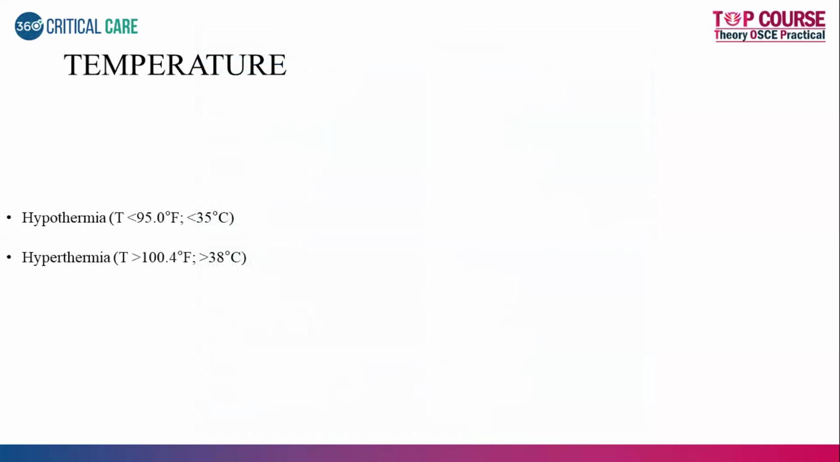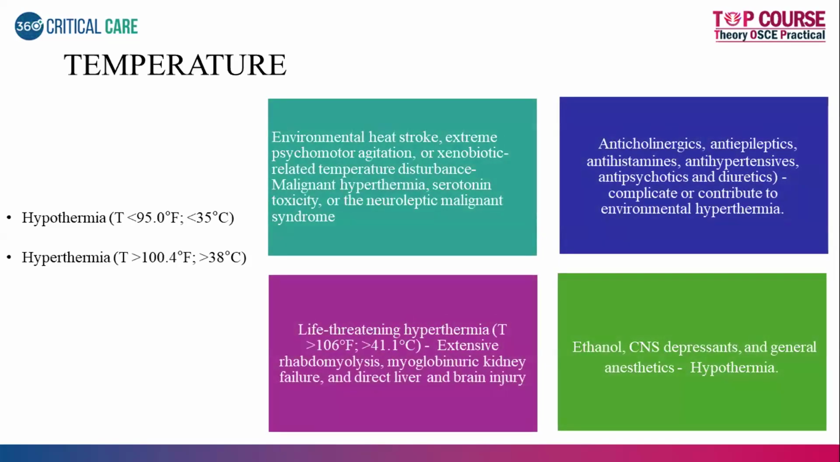Now coming to the temperature, the third vital sign. You call it hypothermia when the temperature is less than 95 degrees Fahrenheit or less than 35 degrees centigrade, and hyperthermia when the temperature is more than 100.4 degrees Fahrenheit or more than 38 degrees Celsius. So what are the common causes of hyperthermia? One is environmental heat stroke, extreme psychomotor agitation, or xenobiotic related temperature disturbances, which are usually seen with malignant hyperthermia, serotonin toxicity, or your neuroleptic malignant syndrome.